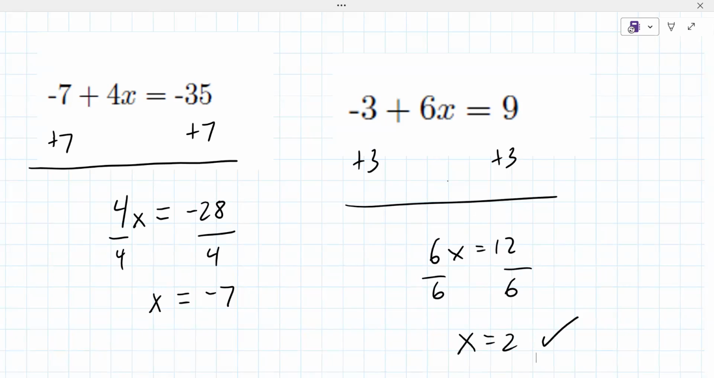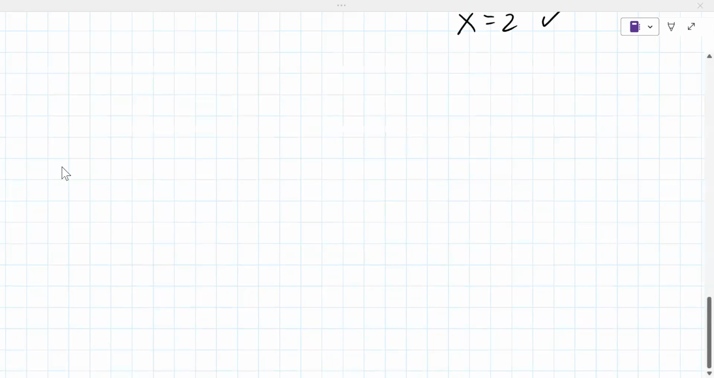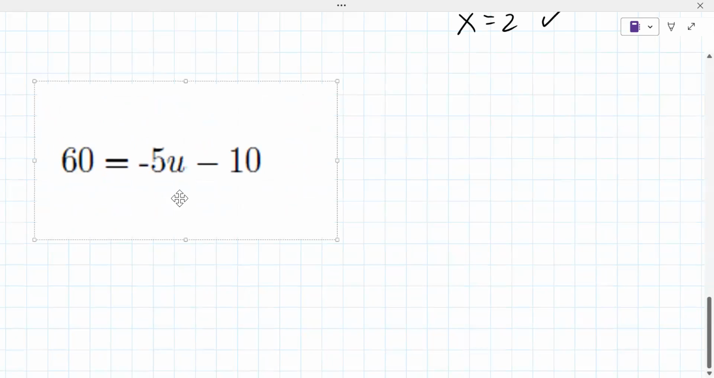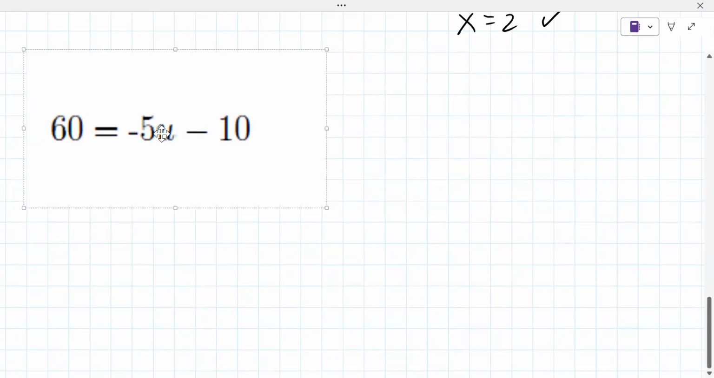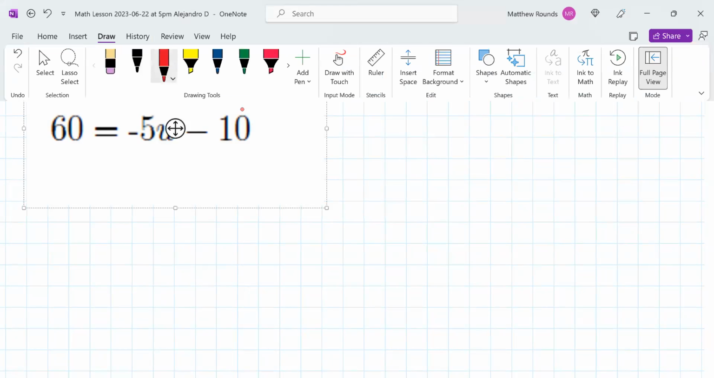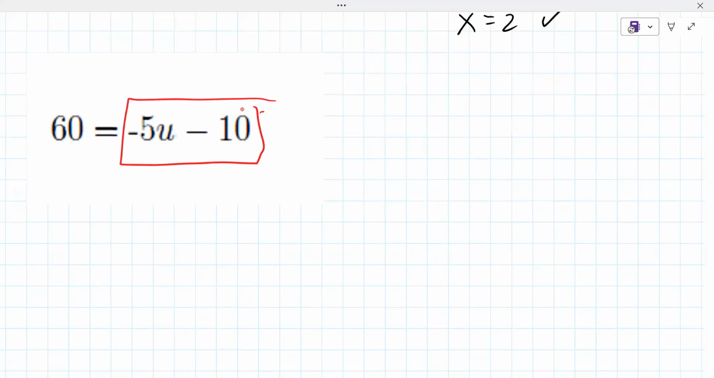All right. The other thing to consider here is that you may see other variables besides x, right? You might see u or y or f or l. It really could be any letter. But your focus always goes to the side with the variable. See how the variable's on the right side of the equation? Yep. Okay, so how do you undo this? Well, it's the same as before. You have to first add and then divide. So you're going to add 10 to both sides.